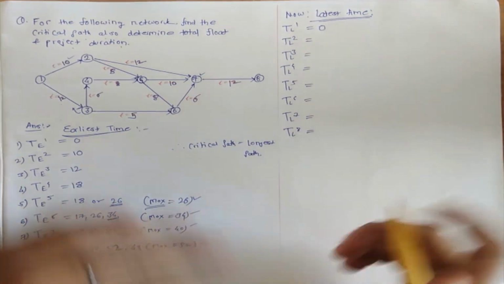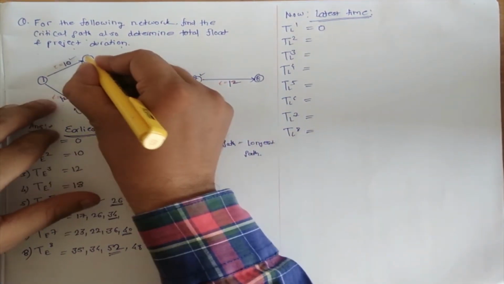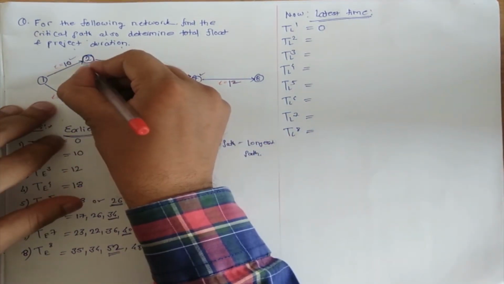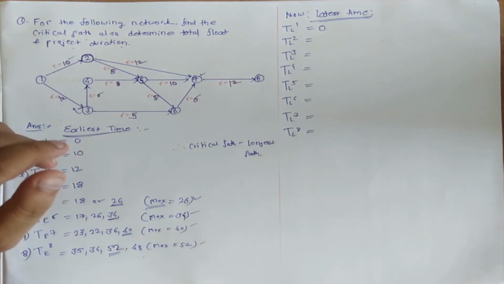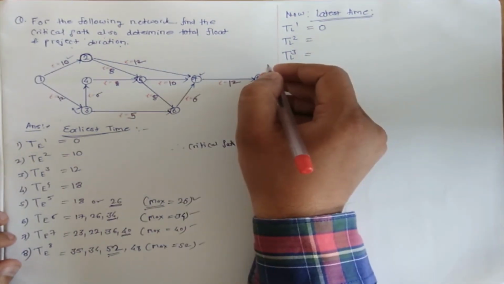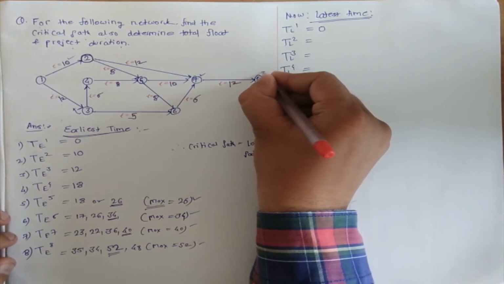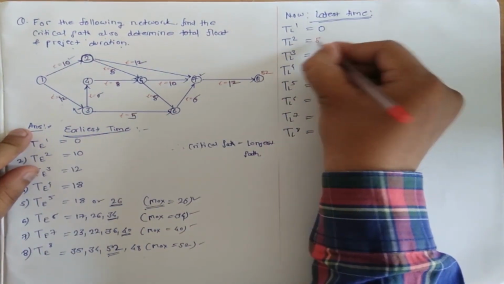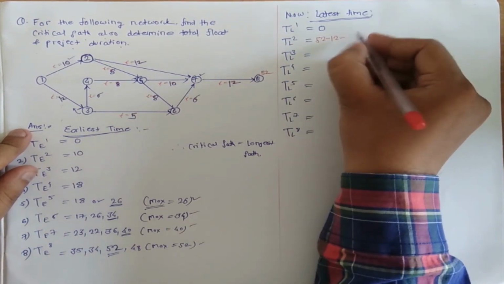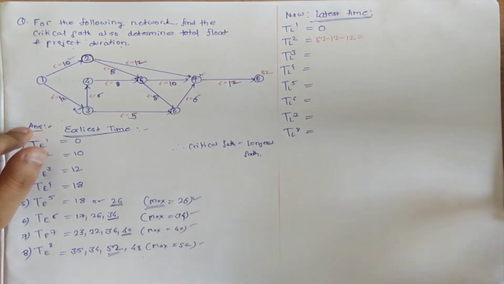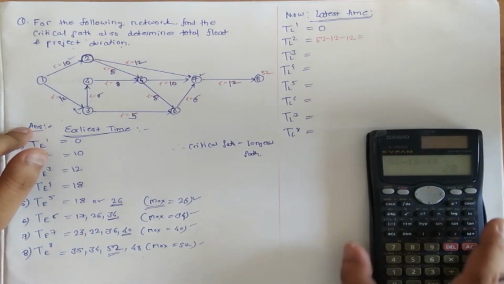Okay, so now to reach this activity 2, we have 52. It is now 52 minus 12. Though I am writing here, I will write the diagram again. 52 minus 12 minus 12 is coming out to be 28.